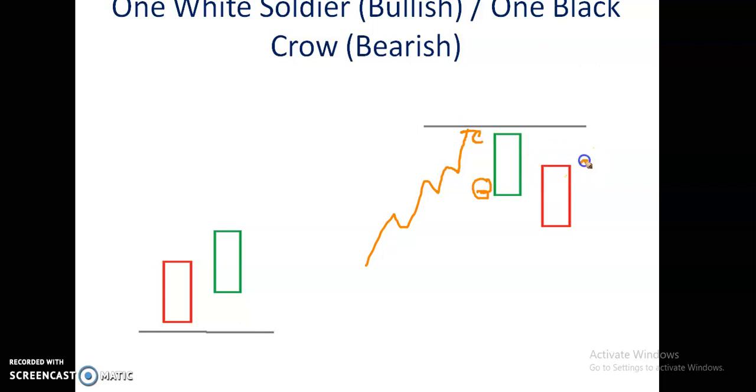Next day price opens in a gap down, opening and closing below the previous candle. That was the lower point of the previous candle, and the next candle closed below it, and price is not able to break the previous higher point. Have you seen it? It is not able to break this previous higher point. Once this type of candlestick pattern appears, it is called one black crow, for the bearish.